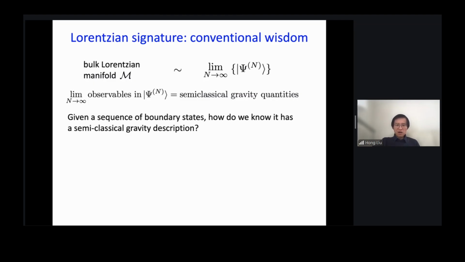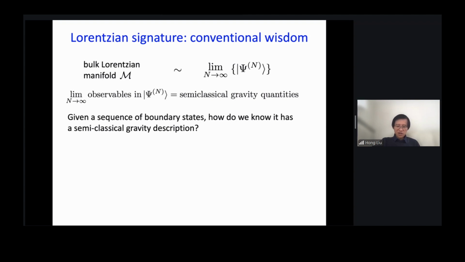We can also ask the question the converse way. If I give you a sequence of boundary states, how do we know that it actually has a semi-classical gravity description? Normally we go from the gravity side to the CFT side. If you have a gravitational manifold, then there must be some CFT states dual to it, just from the duality. But now if you ask the opposite, how do we know you have a semi-classical gravity description? This is the question of emergence. How do we define the emergence of the bulk spacetime from the boundary theory?